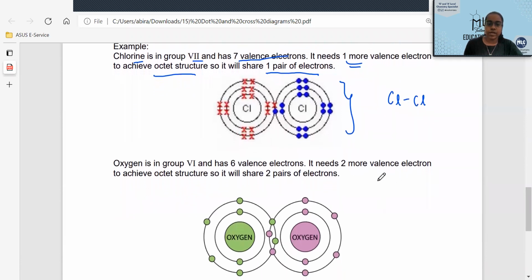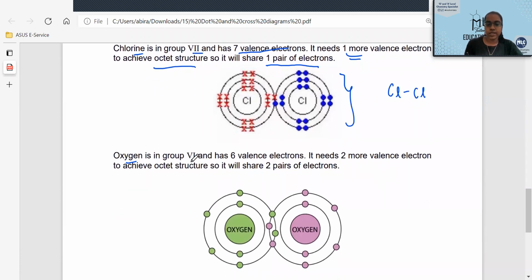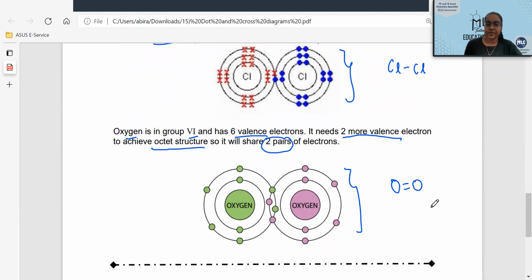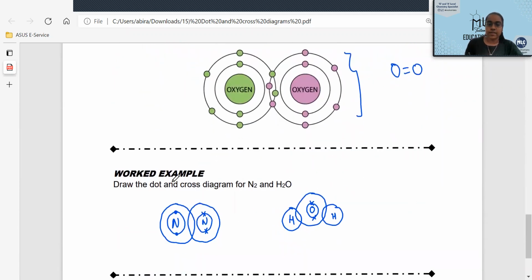The next example is oxygen. Oxygen is in group 6 and it has 6 valence electrons. And thus, it needs two more valence electrons to achieve octet structure. So it will share two pairs of electrons. This is the dot and cross diagram for oxygen, and thus, since it shares two pairs of electrons, oxygen is double bonded. Let's take a look at the example over here.